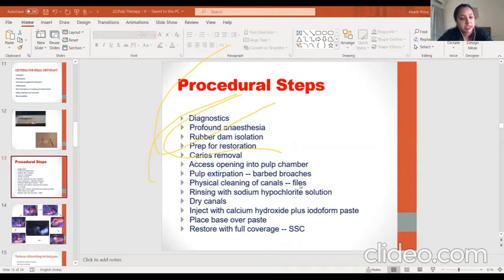Then the pulp is extirpated. The canals are cleaned and widened. They are cleaned using sodium hypochlorite and normal irrigating saline. Then the canals are dried and the material is injected. This is how the picture looks.